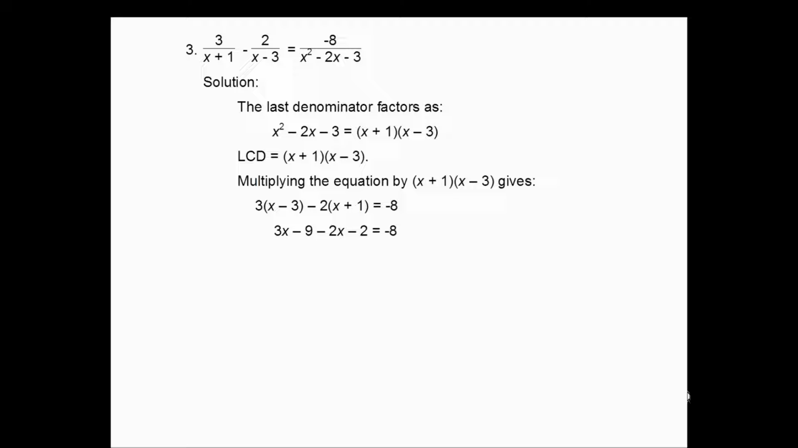On the left, combine your terms. 3x minus 2x is x, and negative 9 minus 2 is negative 11. So I have x minus 11 equals negative 8. Add 11 to both sides. I get x is equal to 3.